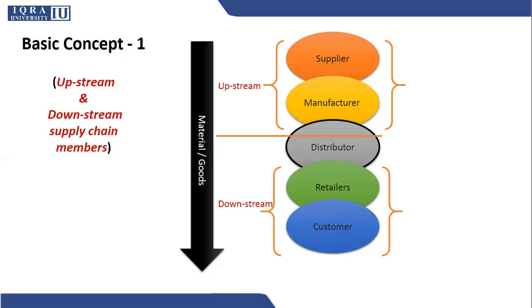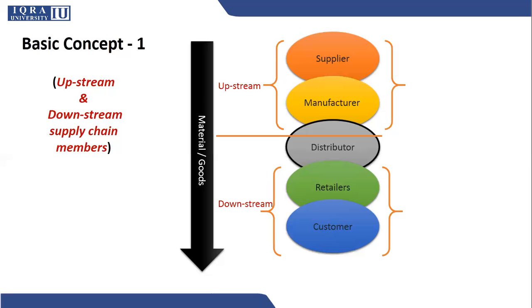Similarly, in the same way, if we are talking about manufacturers, who will be the upstream members for the manufacturer? If the manufacturer is considered the focal company, or the company we are talking about, then only suppliers are their upstream members, while distributor, retailer, and customers are their downstream members. So this concept is that simple.